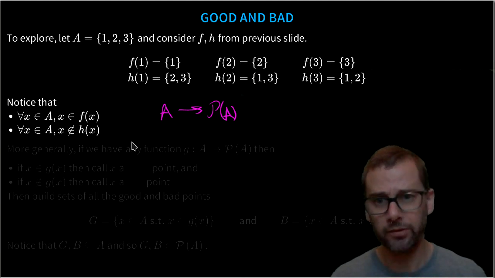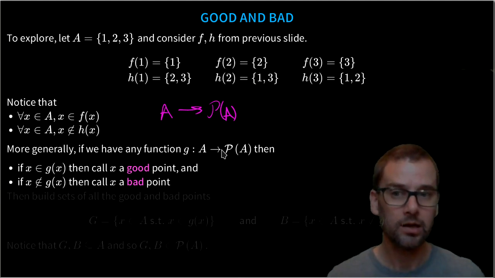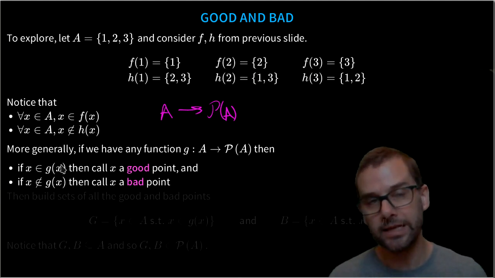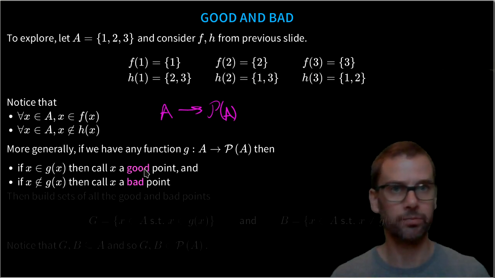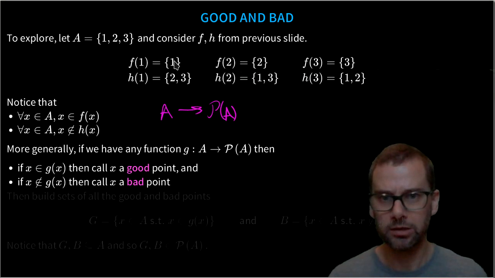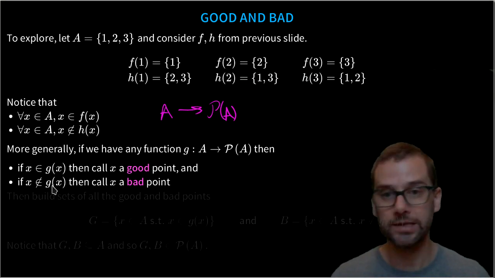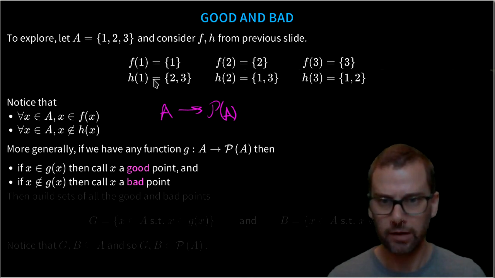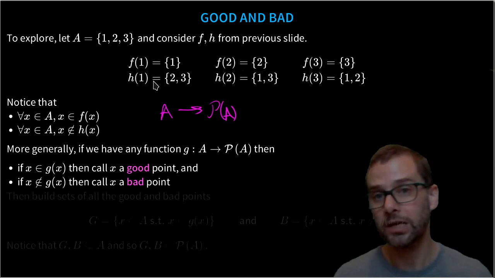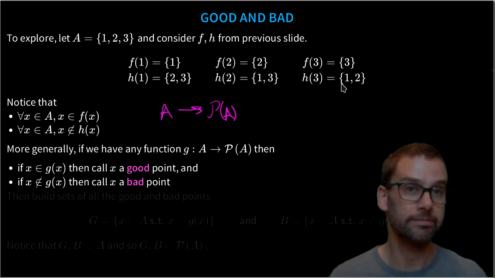Now, more generally, if we have some function g taking me from A to the power set of A, then if x maps into its image, let's call it a good point, at least for the purposes of this proof. So if x maps into its image, like here in f, then we'll call them good points. And if x is not in its image, then we'll call them bad points. So under f, every point is a good point. Under h, no point is a good point. Every single point is bad.